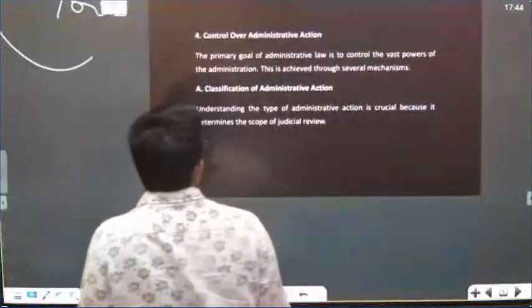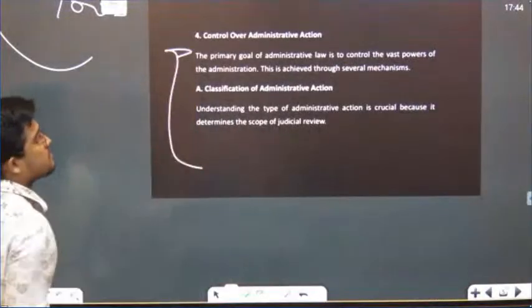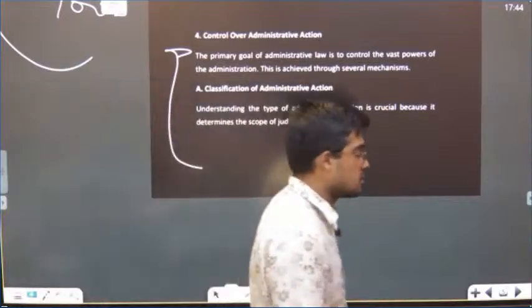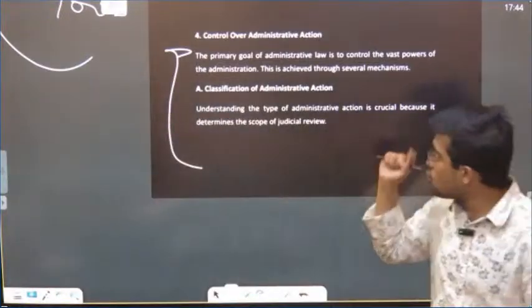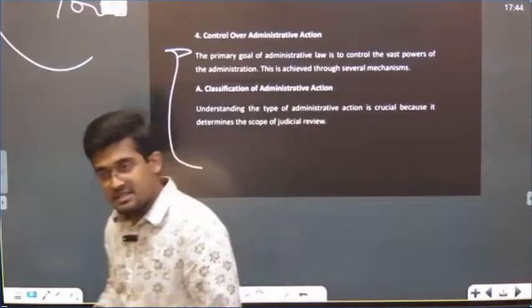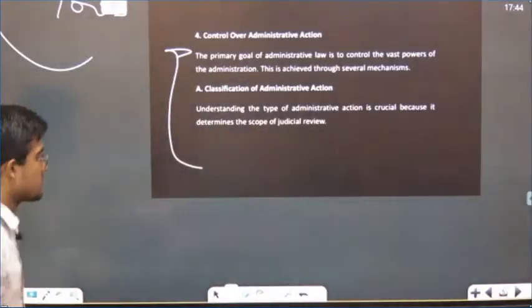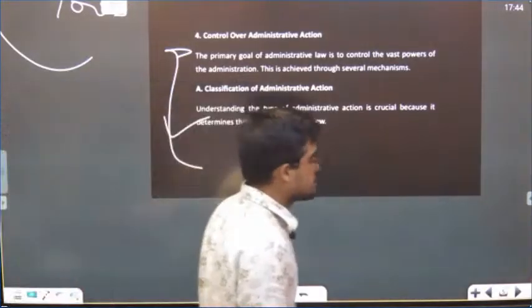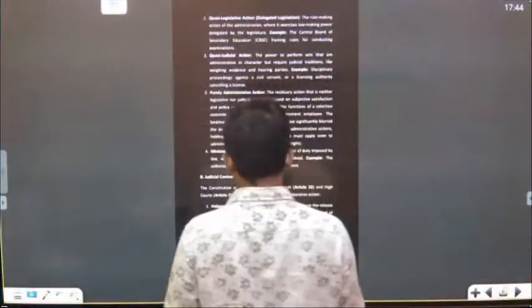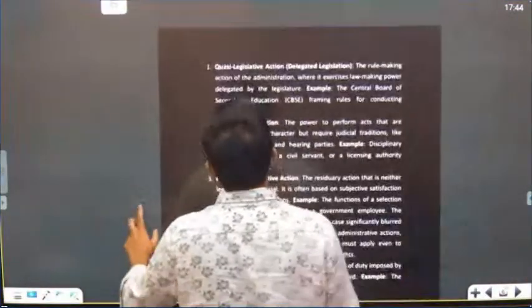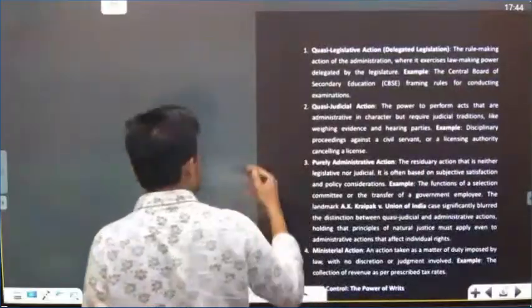Now let's see what the mechanism is in which administrative law is carried out. It is the control over administrative action. First, what all constitutes administrative action? Or what actions does the administration have?